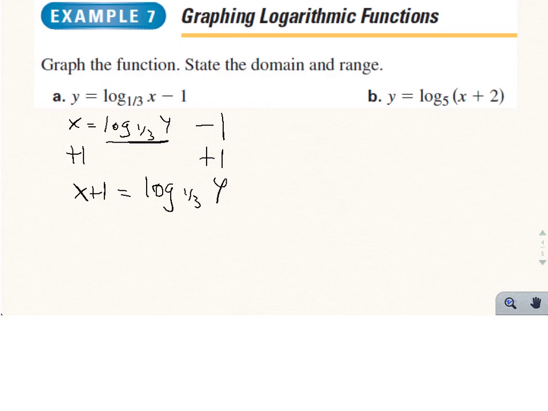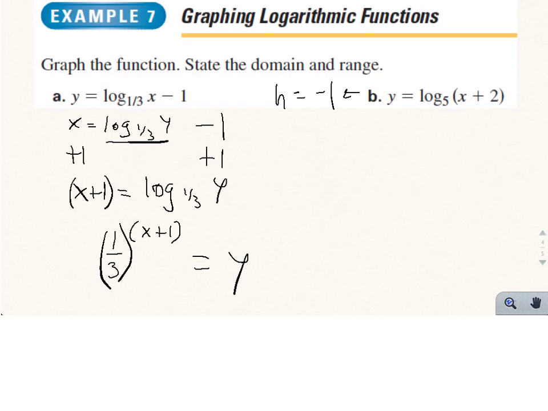So then what I have is an exponent here: 1/3 to the x plus 1 equals y. And if you're saying, well, that's a decay function, you are correct. So what we have here is a decay function with a base of 1/3 and an exponent of x plus 1. So our h value here is -1, which means we're moving to the left 1 unit.